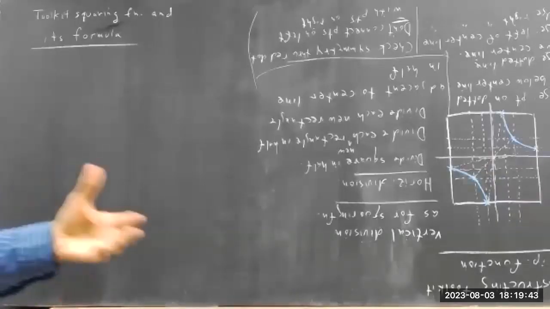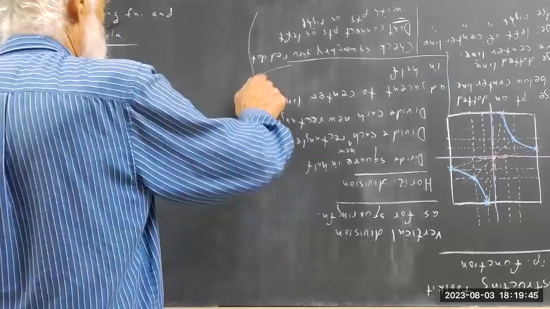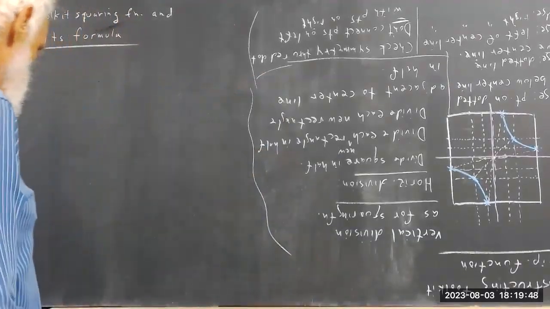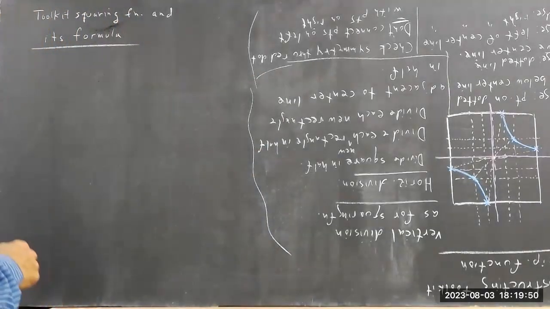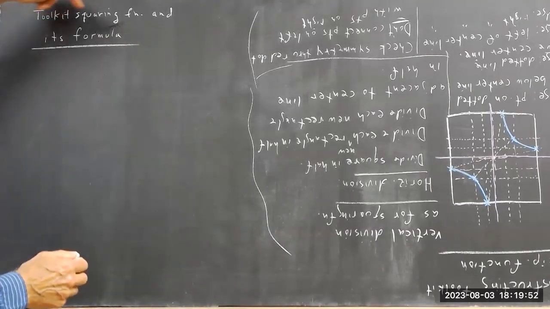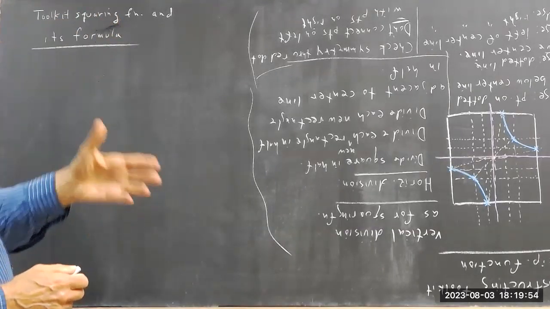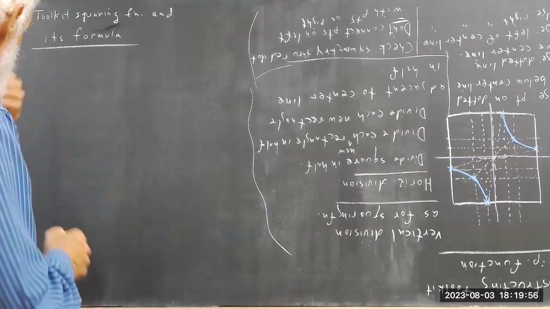Now we're going to gently introduce just a little bit of arithmetic related to the toolkit scoring function. There's a formula for the function.